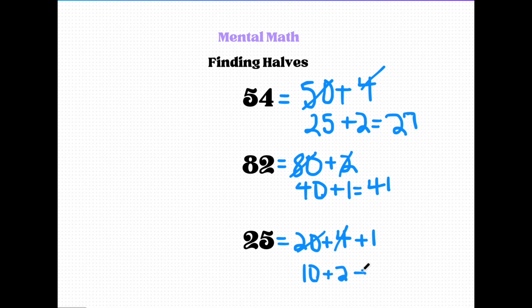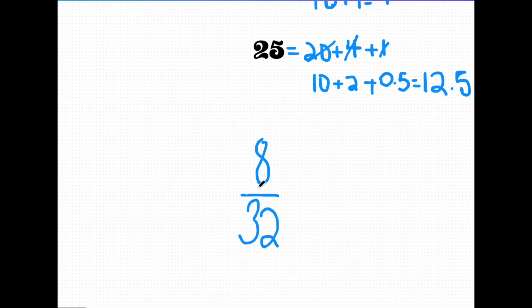And then half of $1 is 50 cents. And then when I add all these together, 10 plus 2 is 12. And then add the 50 cents, that's 12.5.